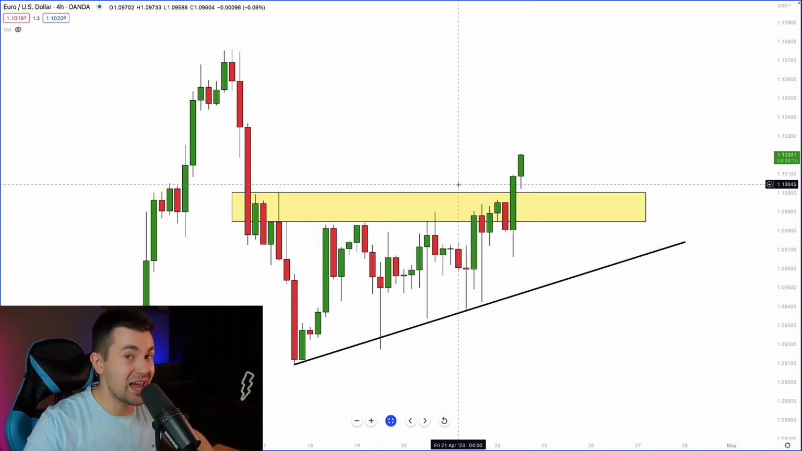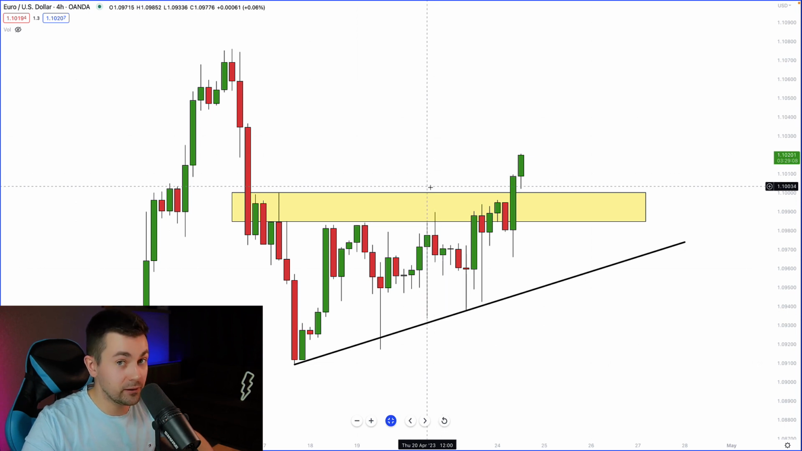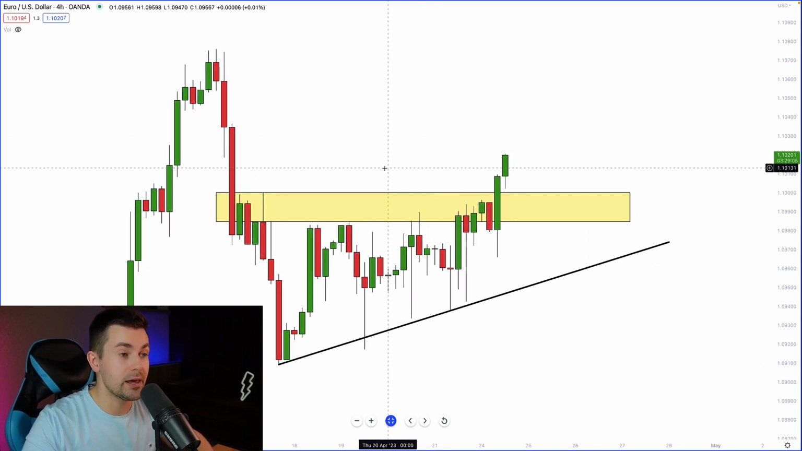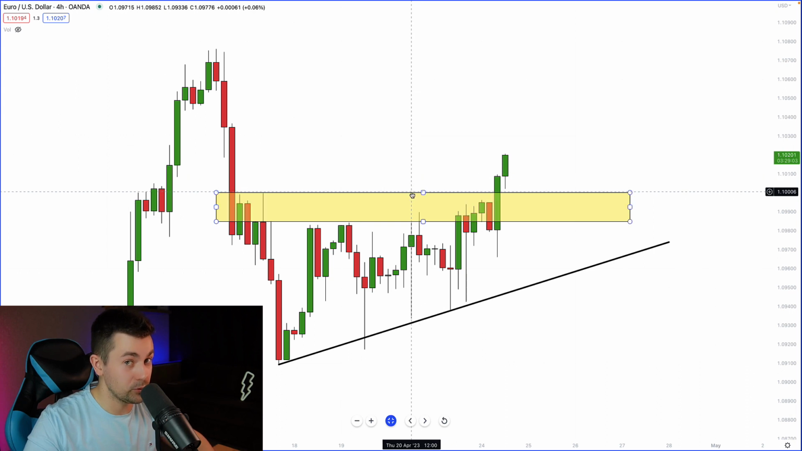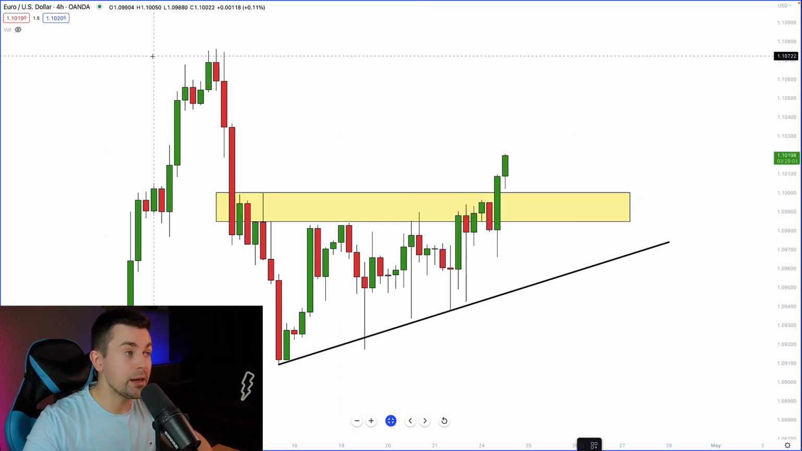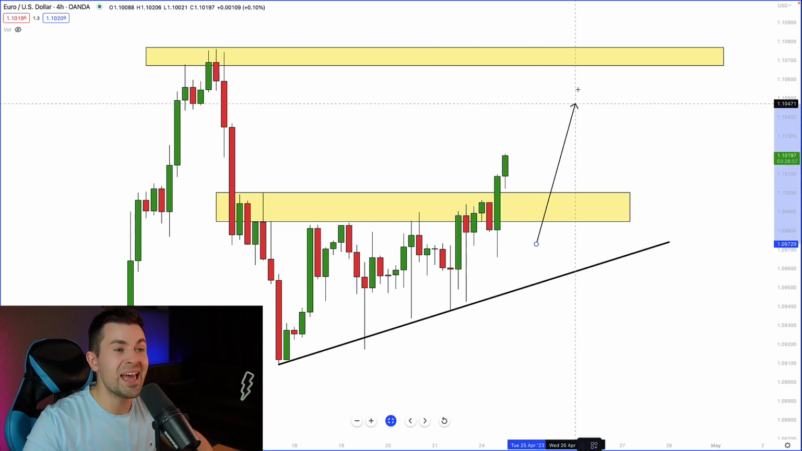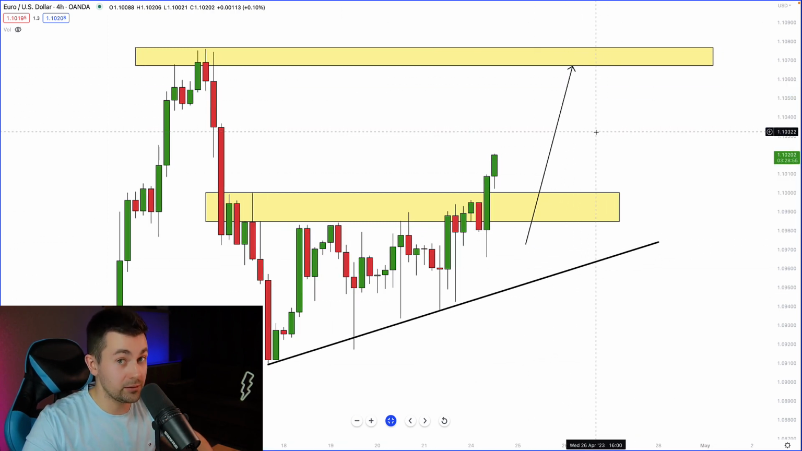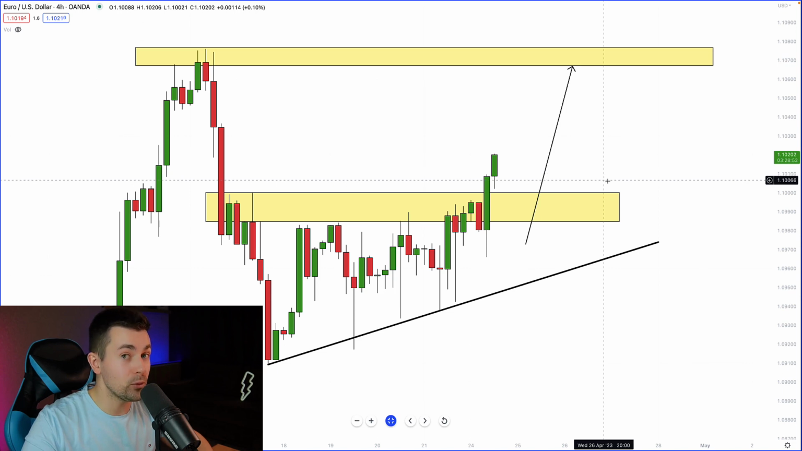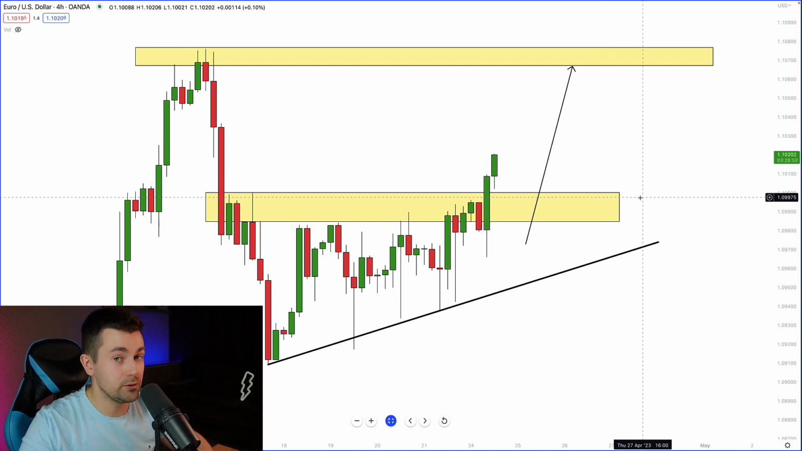Bulls violated that structure, and definitely that is the signal. That is the signal that bulls are here and that they will keep pushing the pair. So I am expecting a bullish continuation. Now I believe that the market will keep growing at least to that resistance. The bias is very bullish, and be prepared for a bullish continuation on your dollar.